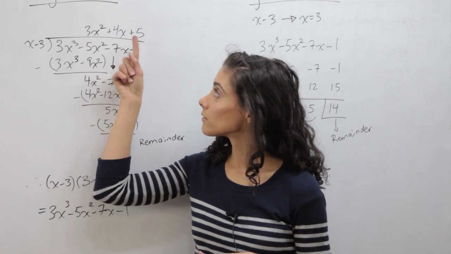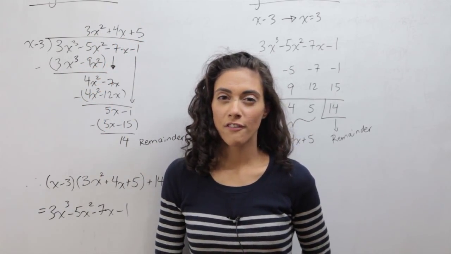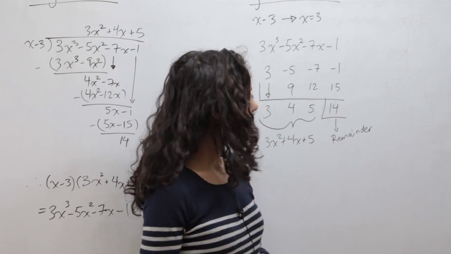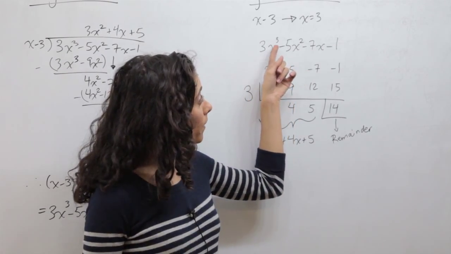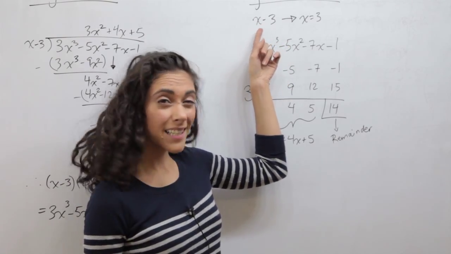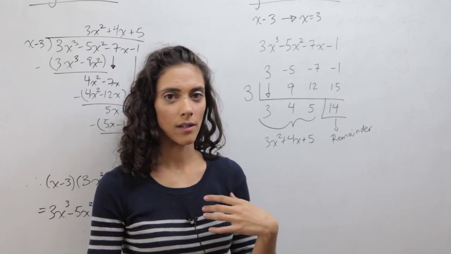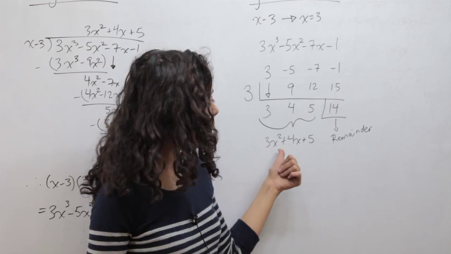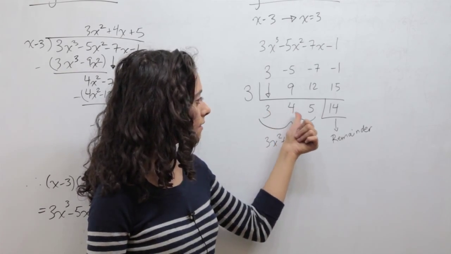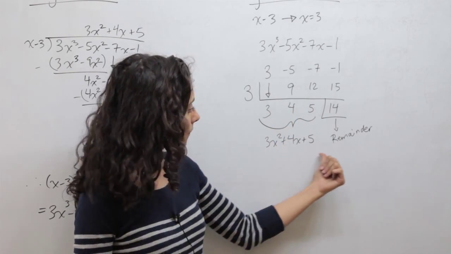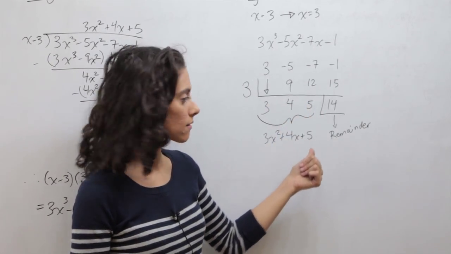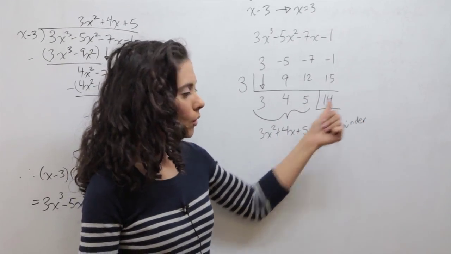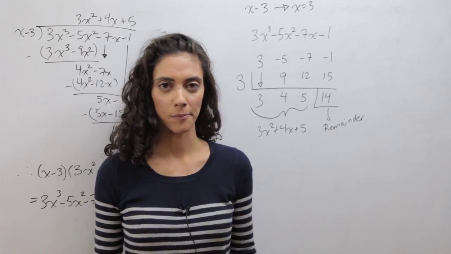3, 4, 5. We found the coefficients of the answer. Now we have to figure out what kind of polynomial we had. If we start with the cubic and divide it by a linear, the degree will go down 1. That means the answer is a quadratic. So we take these coefficients and write it into what it actually is, 3x squared plus 4x plus 5 with a remainder of 14, just as before.